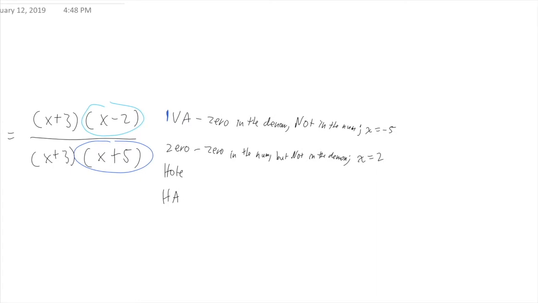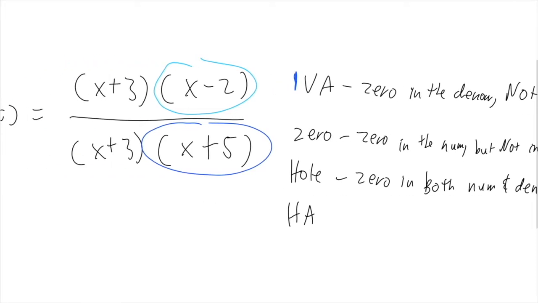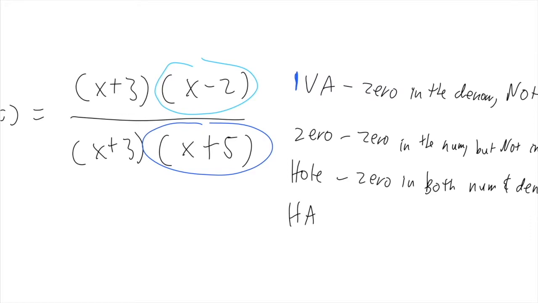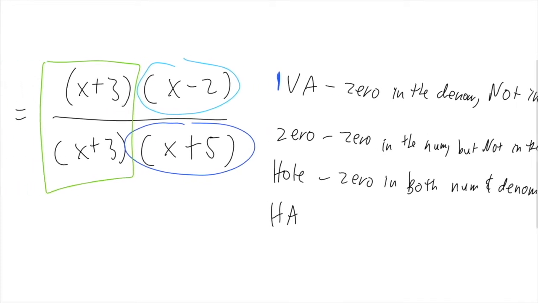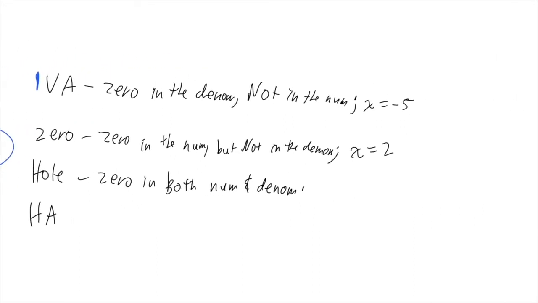Then a hole occurs when there is a 0 in both the numerator and denominator. So this would be right here, x plus 3, because it is in both the numerator and denominator. If we solve for x here, that's x equals negative 3, because we're just looking to see when these mini equations, x plus 3, x minus 2, x plus 3, x plus 5, equal 0. So it's going to equal 0 at x equals negative 3, and there's going to be a hole there.